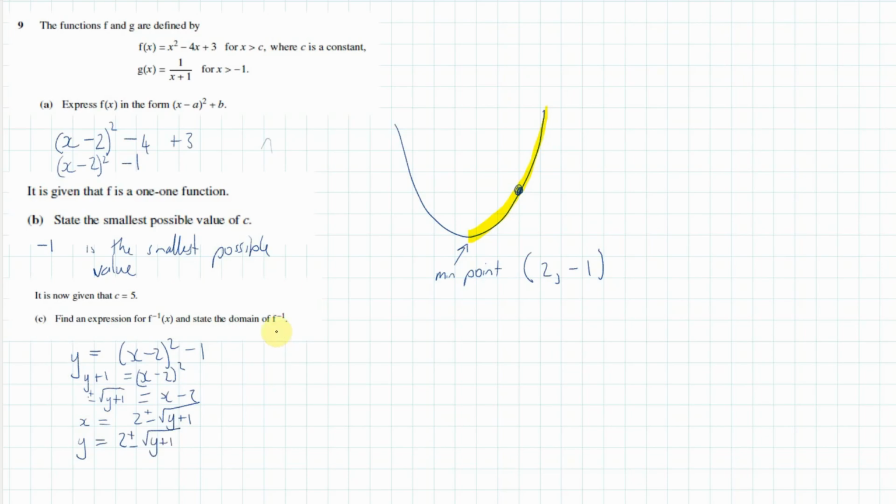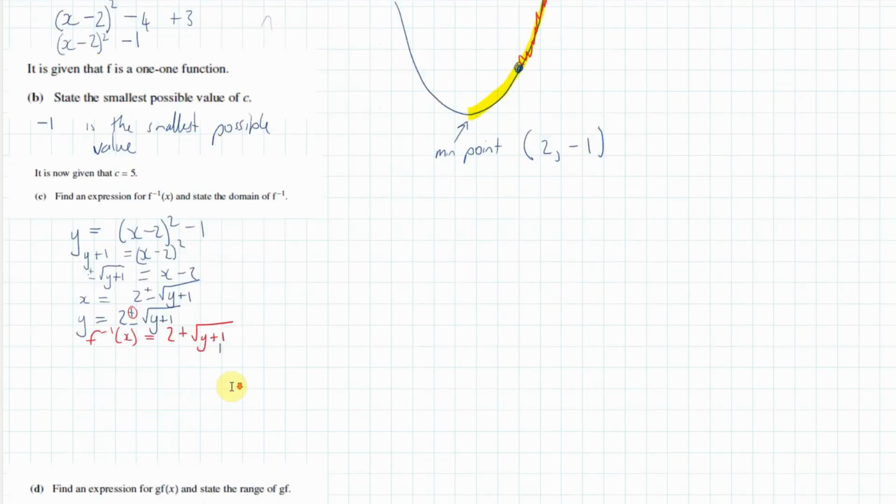Now, at this point I have to decide whether I'm going to have a plus or a minus. The way I decide that is, I know that c is equal to 5. So for x greater than 5, I'm looking at this side here, which means I must be dealing with a plus. So the final step is to write it in function form. So I want to write it like this: f inverse of x equals 2 plus the square root of x plus 1.